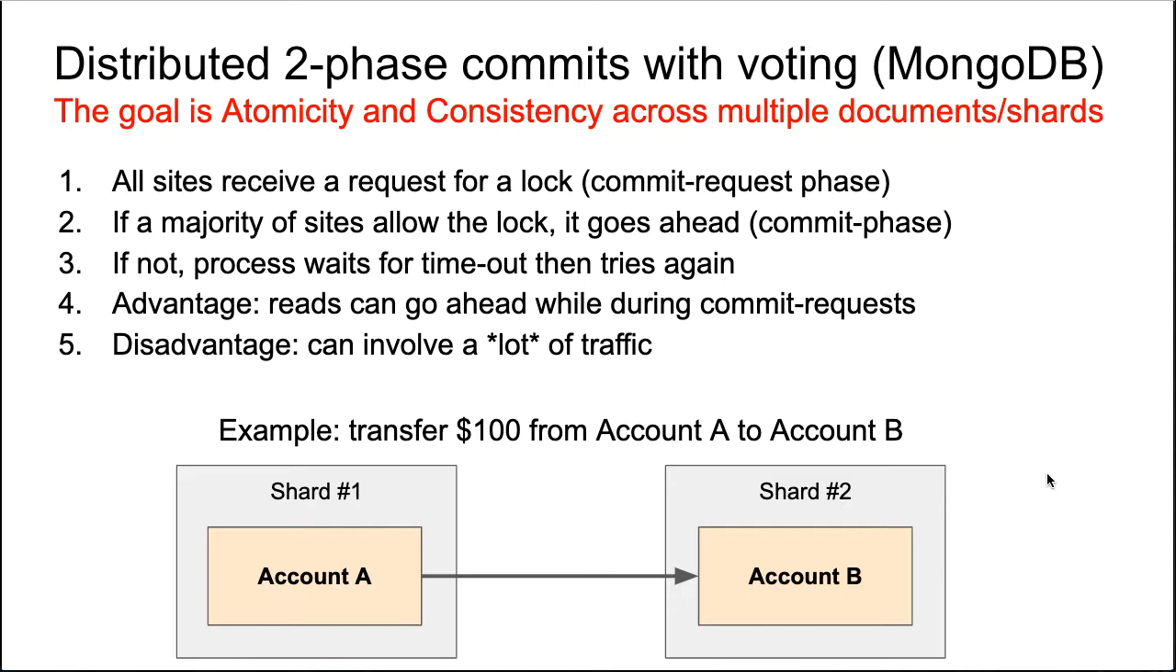For example, the bank transfer idea. If I want to transfer $100 from account A to account B, what if they're on different shards? How do I make sure that the bank transfer happens in an atomic transaction if they're on different computers entirely? That's a hard problem.